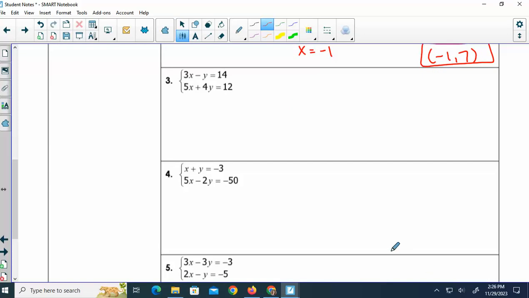So, several people did number 3. I'll probably just go ahead and work both of them. On number 3, which one is the easiest to cancel? The y. How would you do that? So I'm taking everything in the first one times 4. And did we change the second one? No.